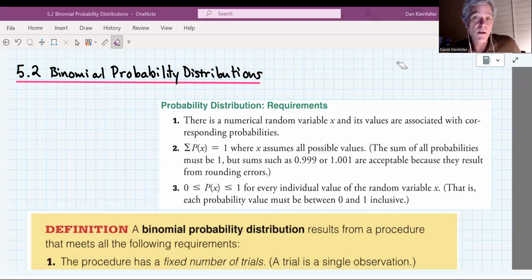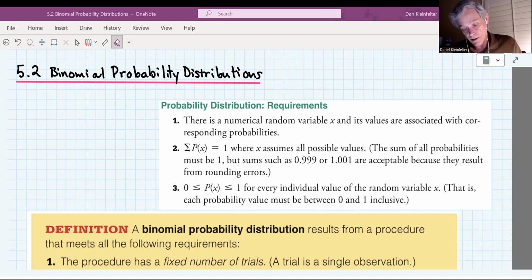Welcome back. In this video, we're going to go over section 5.2, which is about binomial probability distributions. Along the way, we'll review just what it is that is required for any discrete probability distribution, and then what it is that makes a binomial distribution special. And we'll see the formula for it and then some examples.